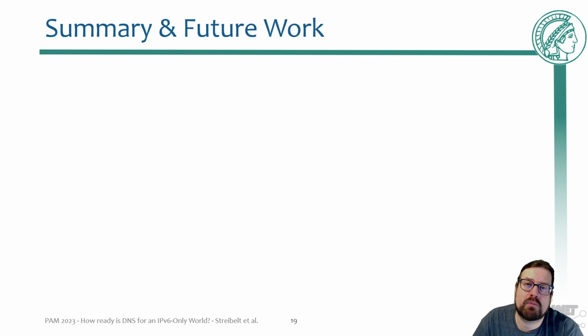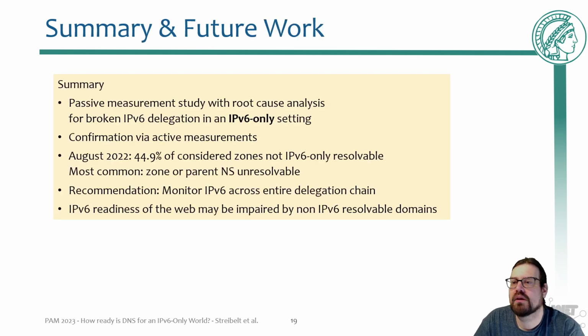With that, let me summarize the talk and look at future work. We conducted a long-term passive measurement study including a root cause analysis for broken IPv6 delegation in an IPv6-only setting, and our findings are confirmed by active measurements. In August 2022, around 45% of considered zones are not resolvable using only IPv6. Most commonly, the zone's name servers or parent zone's name servers are unresolvable.